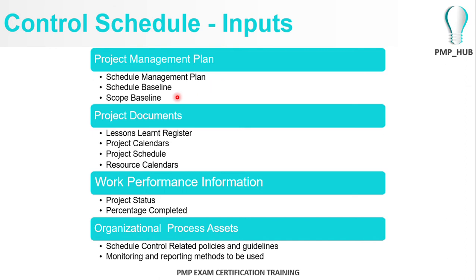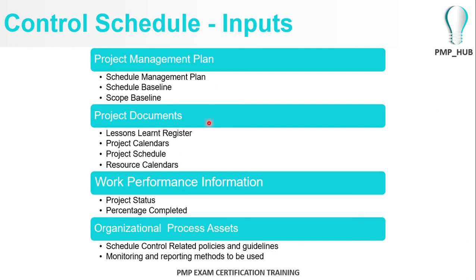Also, the project schedule baseline, which we just completed, and the scope baseline, which we completed earlier, would be an input for this process, because you will be measuring the variance of the current performance of your schedule against these baselines. For example, if a project is delayed, in order to calculate how much the project has been delayed, you need to compare the current performance against the schedule baseline. So therefore, the schedule baseline, the scope baseline, and the schedule management plan would be definite important inputs for this process.